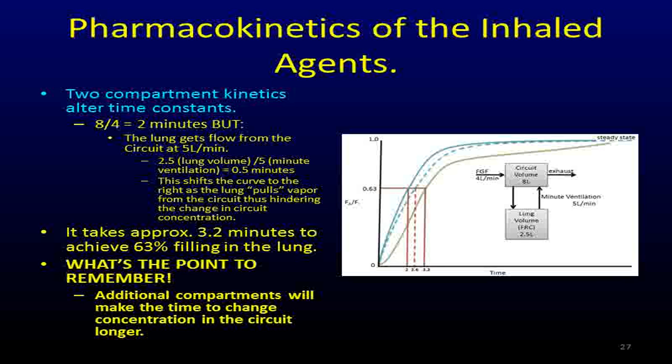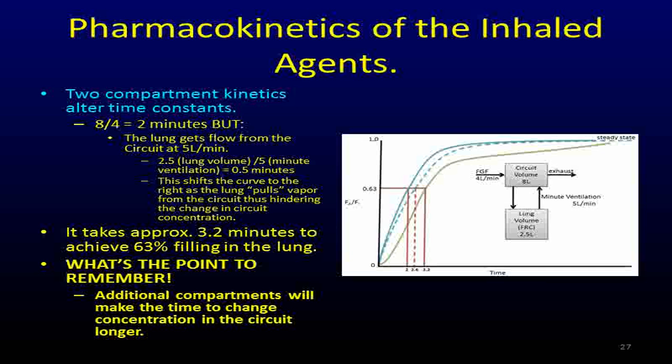Okay, with that said, now, how does the lung affect the ability to fill up the circuit? So now let's imagine we're starting from scratch. We've got an empty circuit and empty lungs. We turn on a flow. In this case, it's 4 liters per minute. And we crack our vaporizer to whatever percent we're going to put it on. And we keep it there. Now, it's not the same model as we had previously because we've added the lung to it.